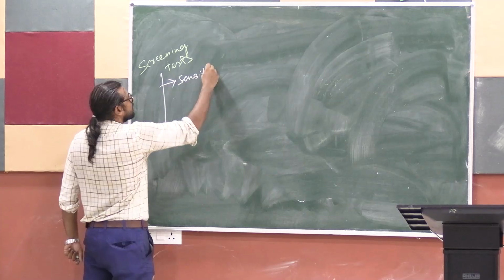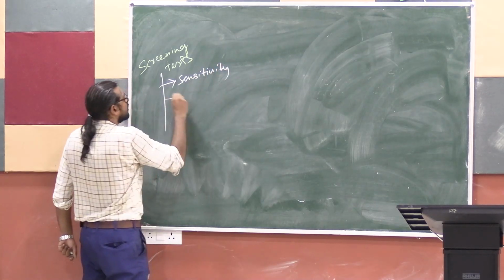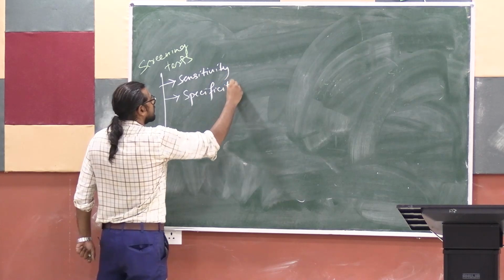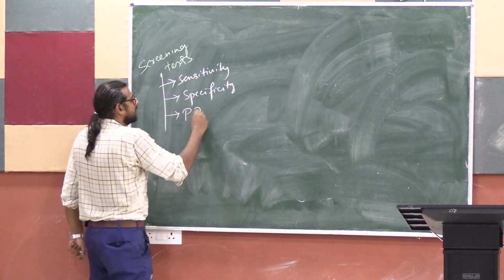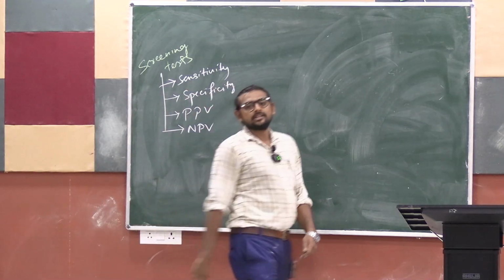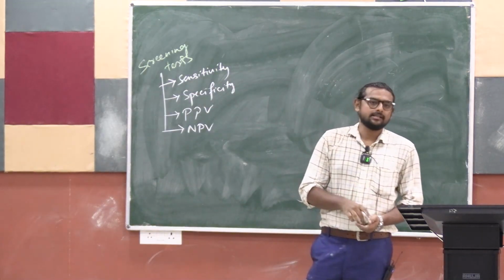Sensitivity, specificity, PPV and NPV. These are the measures of accuracy of the test. How accurate the test is.